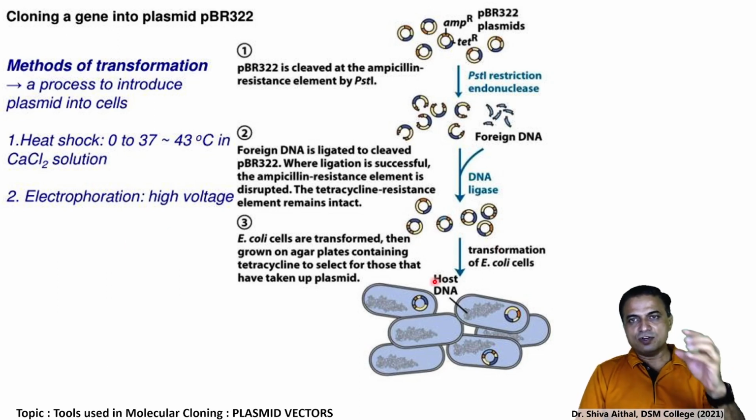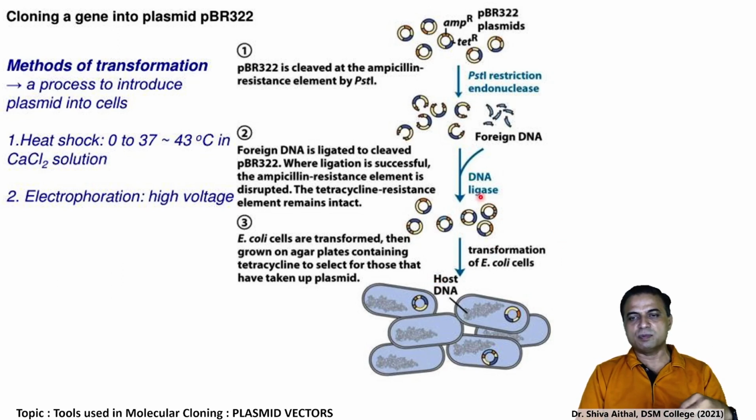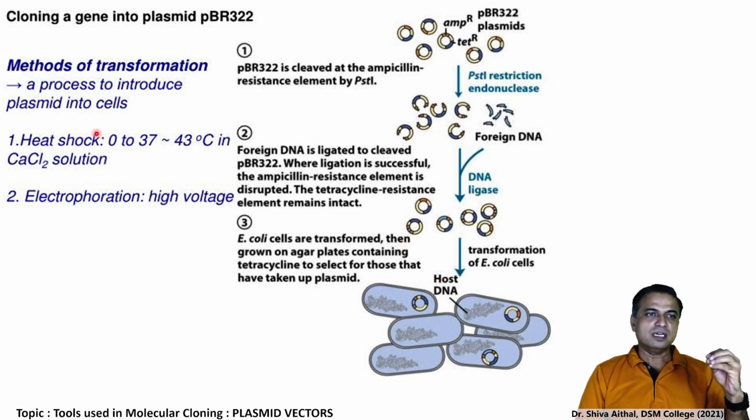The technique of introducing a cloned pBR322 into a host cell is transformation, artificial transformation, which employs calcium chloride solution, and at 43 degrees centigrade a heat shock is used, and electroporation is a second technique. These two techniques we will be studying in the final part of our lecture series, that is the techniques for molecular cloning. I will deal with it in great detail, but here just remember two techniques are used as alternatives, either transformation by calcium chloride or electroporation using high voltage.